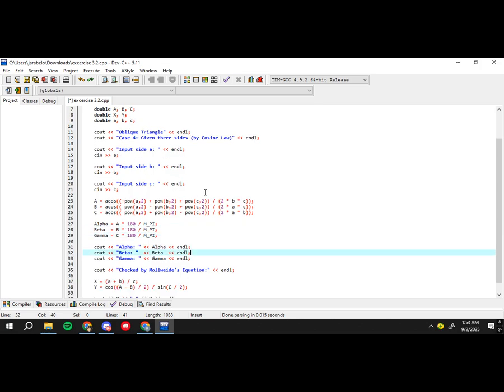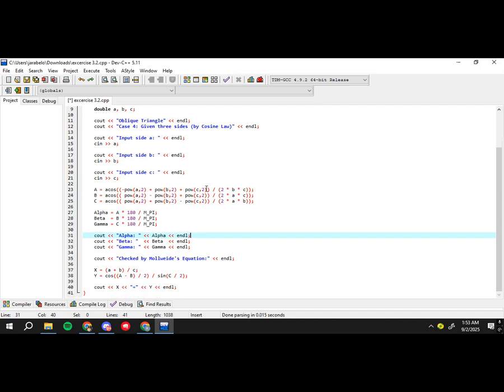And for the cout alpha, it displays the value of alpha in degrees, and for beta, it displays the value in degrees too, and likewise for gamma. So for the cout checked by Mollweide's equation, this line indicates that the program will now verify the solution using Mollweide's equation.